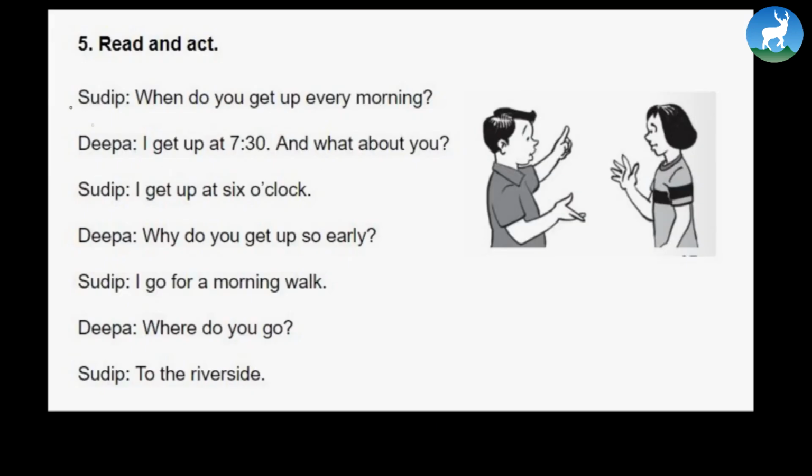Right? Let's read an act now. This is Sudeep, by the way, and this is Deepa. So let's find out what they are talking about.